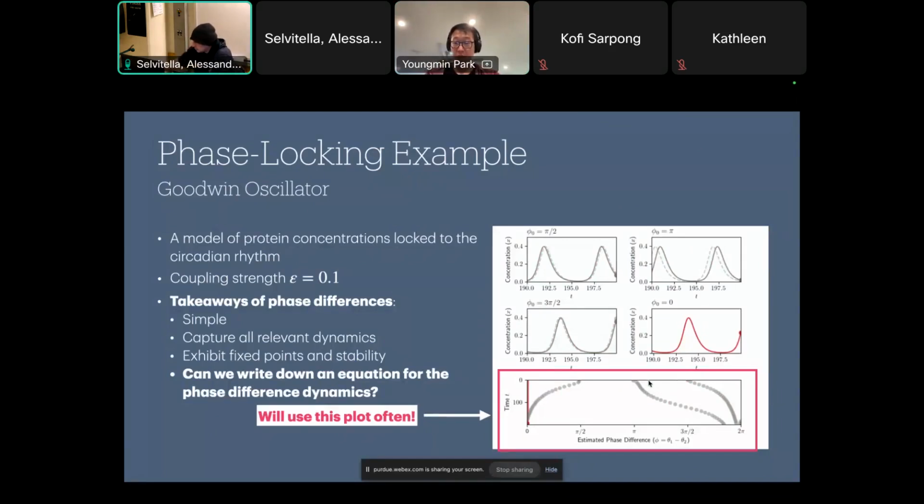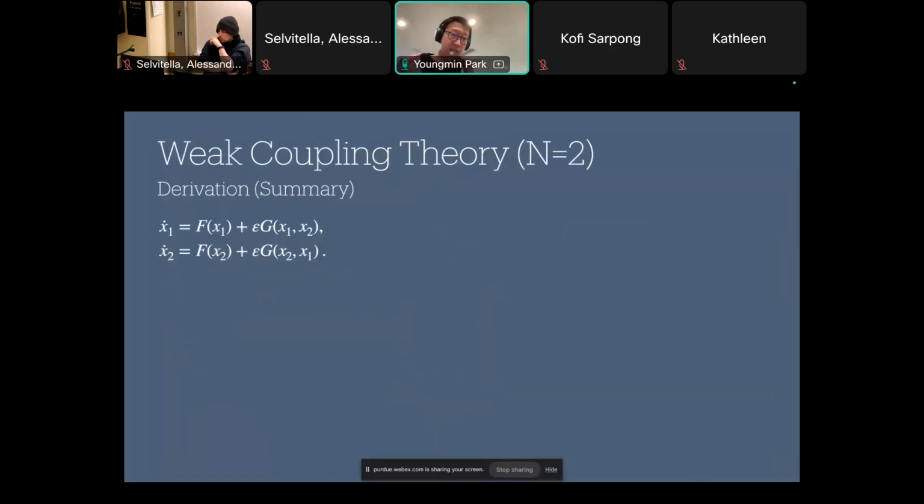So it seems like in this picture, we could even ignore all the simulation stuff. In this picture, it looks like there's an unstable fixed point and a stable fixed point, and it looks like that captures all the dynamics. It seems like there's a hope that we don't need to simulate all of the state variables. There's a chance of writing down a much simpler set of equations, or maybe even one equation, that just captures this bottom plot. So that was the goal behind weak coupling theory.